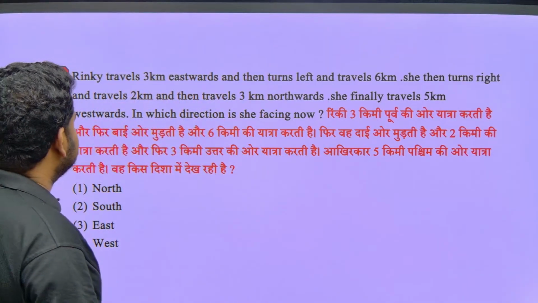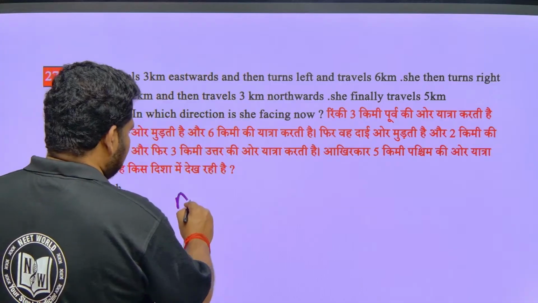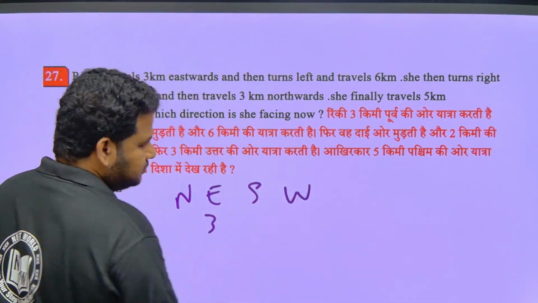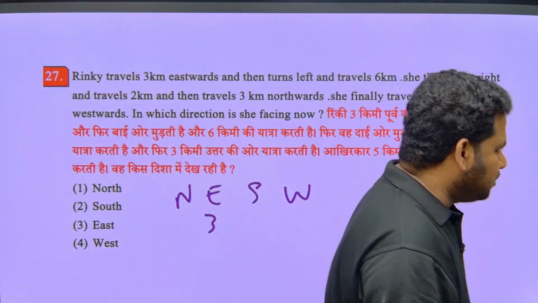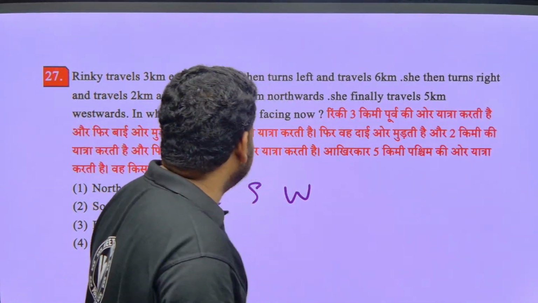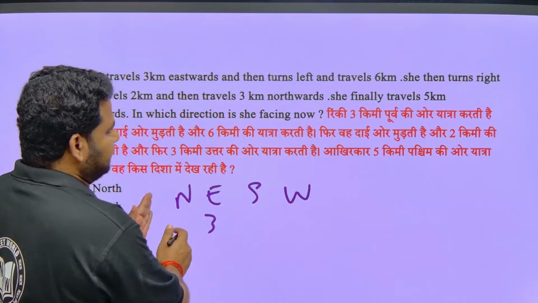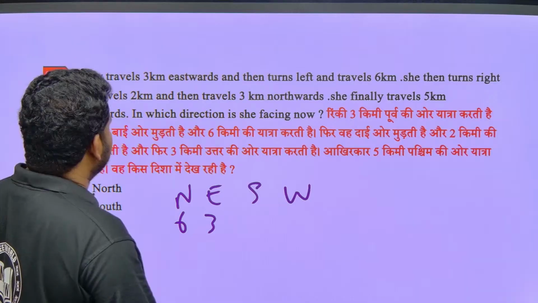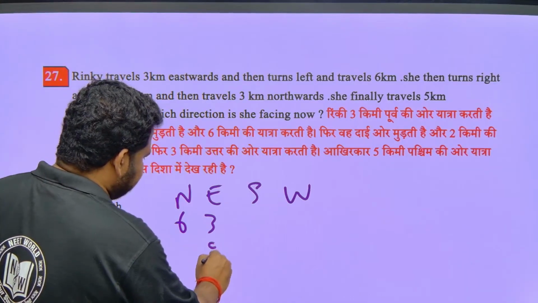Rinki travels 3 kilometers eastwards. Okay, now what they are asking is, and then turns left. Left means she will come to north and travels 6 kilometers. Okay, she then turns right and travels 2 kilometers. Turns right means again she will come under east.